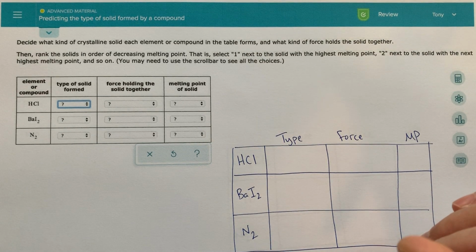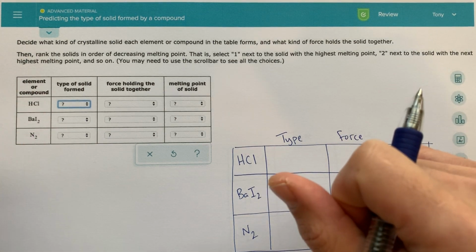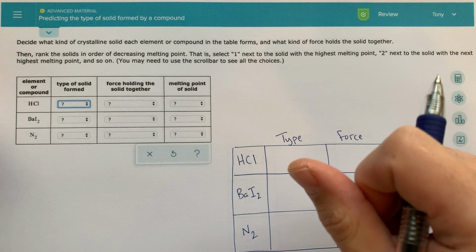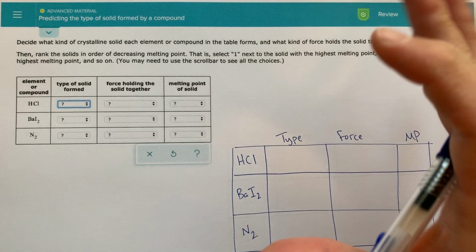So this is an ALEKS topic that's called predicting the type of solid formed by a compound. This is a requested video, so again, thank you very much for the requests. I will be getting to them as quickly as I can.